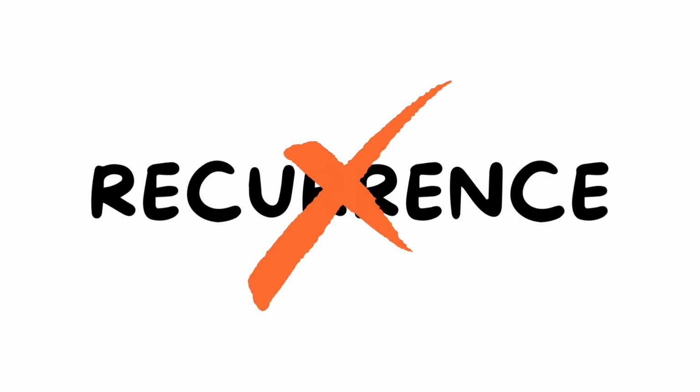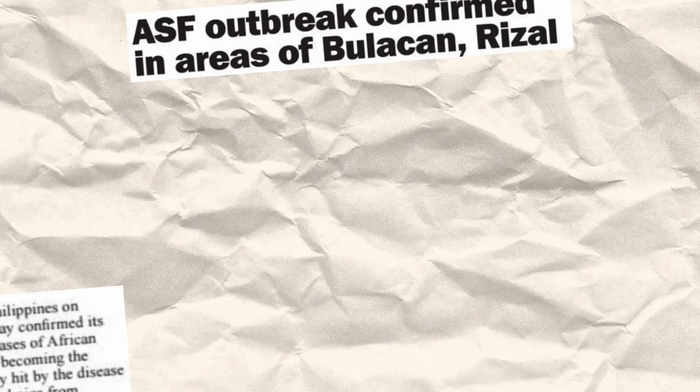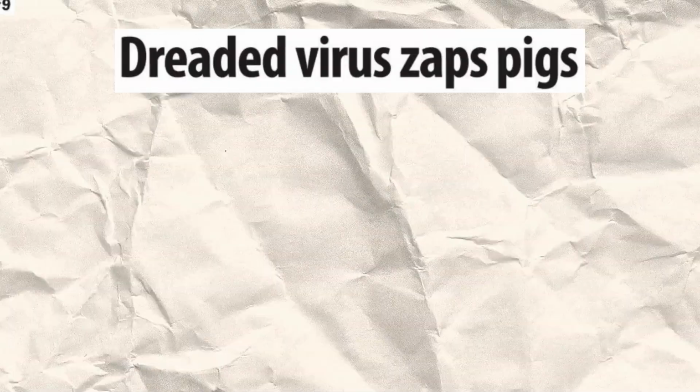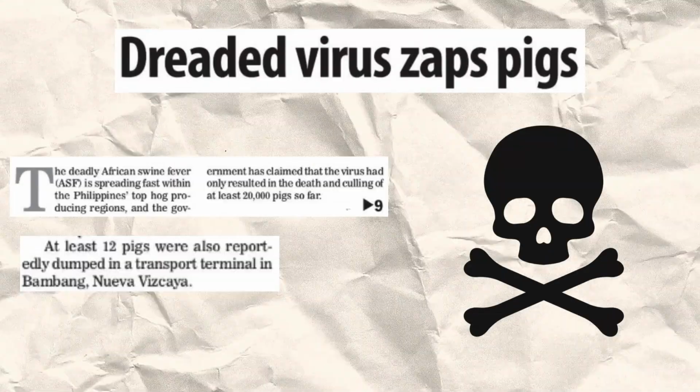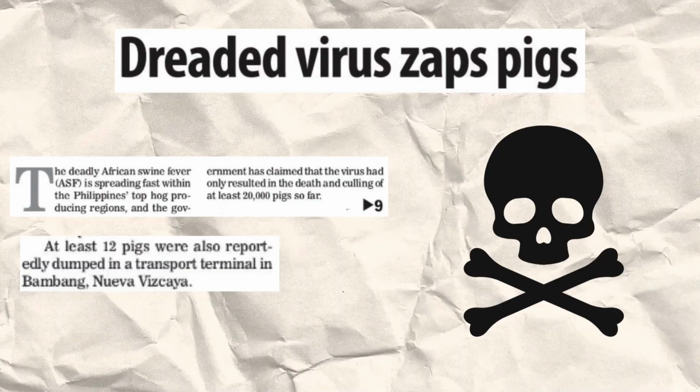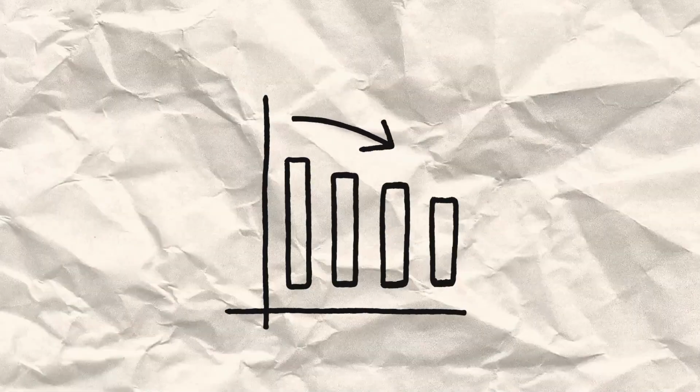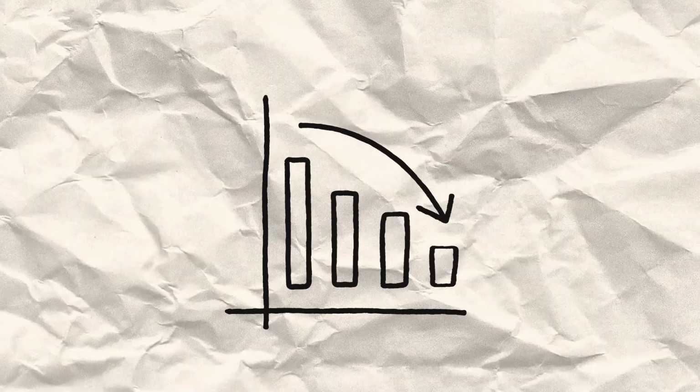E stands for emergence. Sometimes an outbreak is not a recurrence, but the emergence of a new disease. Take, for example, the emergence of African swine fever in the Philippines. This devastating disease swept through pig farms, leading to the culling of thousands of pigs to contain the outbreak and causing significant economic losses in the livestock industry.